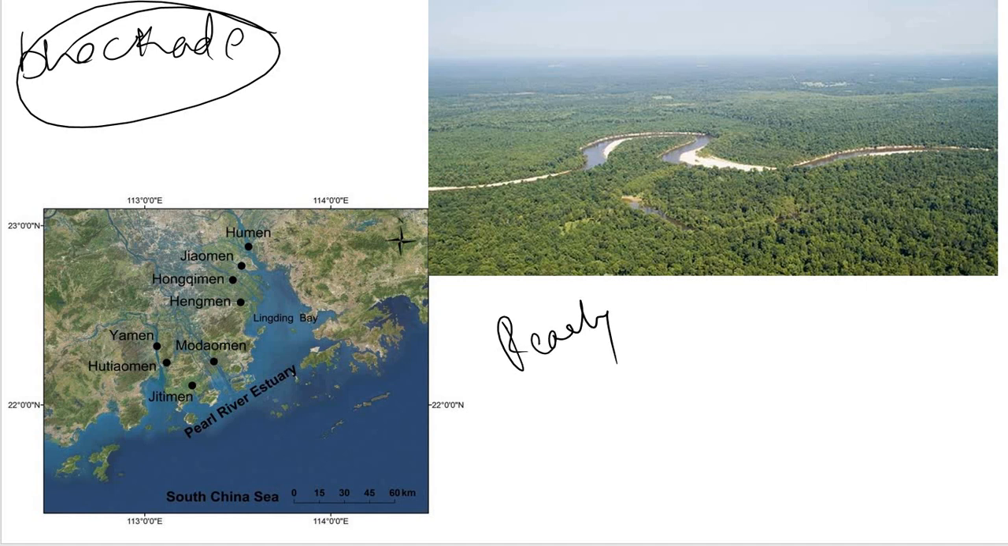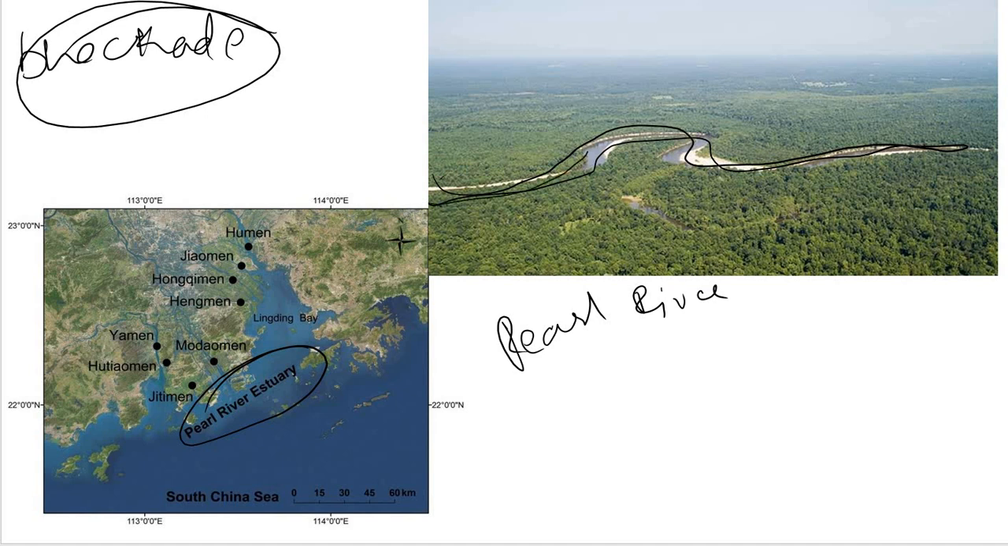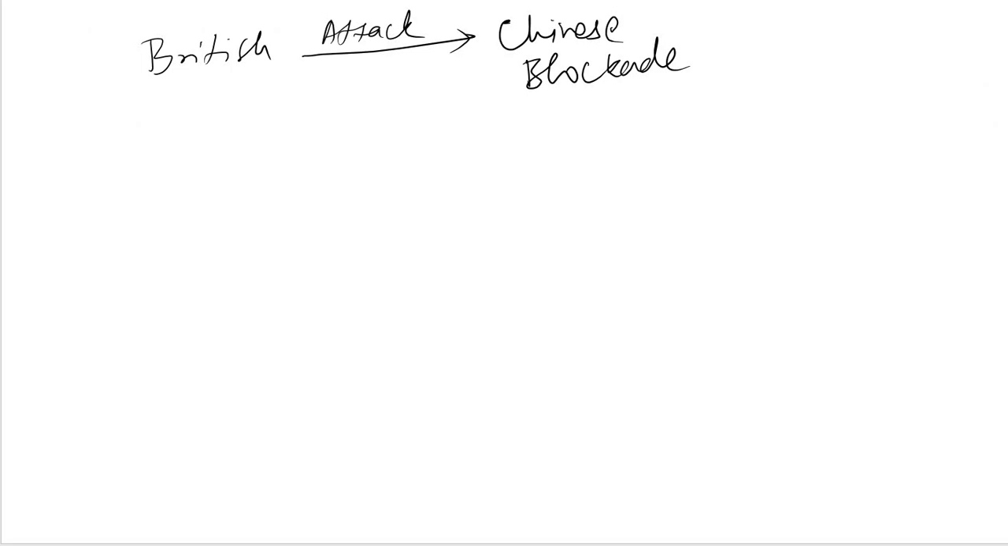Pearl River. You can see the image of the Pearl River here. This is the present day image. These images are downloaded from Google. We do not own any copyright on this image. So what happened? The Britishers attacked the Chinese blockade. Now what is this blockade? It is a sealing place.